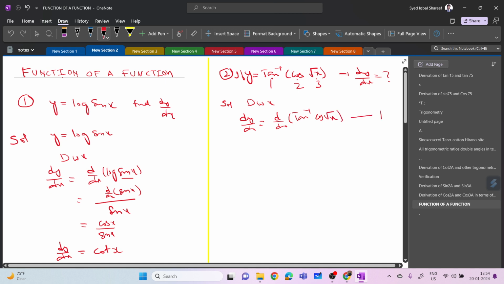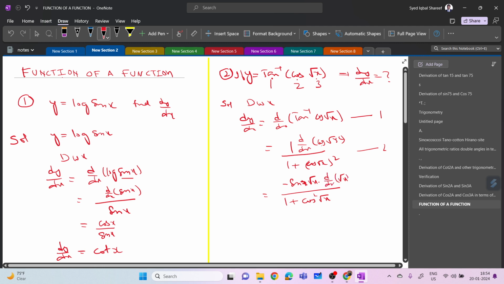Now I am going for the first function. What is the first function? Derivative of tan inverse x. Derivative of tan inverse x is 1 by 1 plus x square. In the place of x square, you have cos of root x. Then d by dx of cos of root x. Now you have to go for the second function. Now 1 by 1 plus cos square root x as it is. Now derivative of cos x is minus sine of root x.